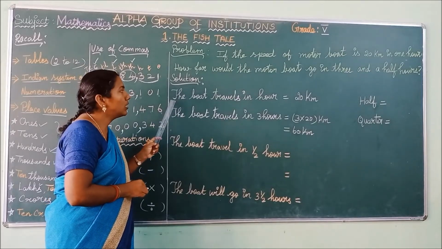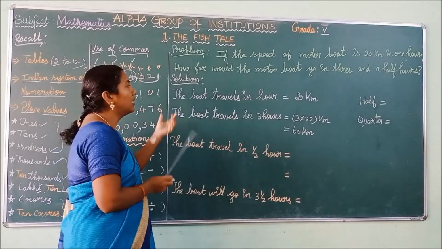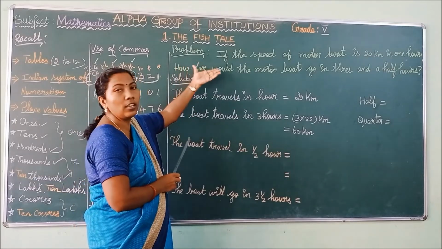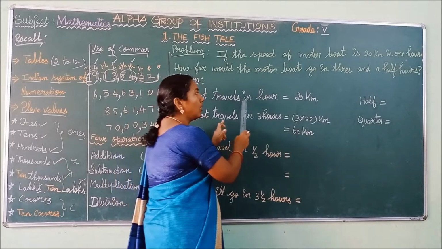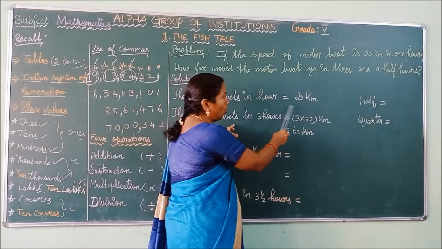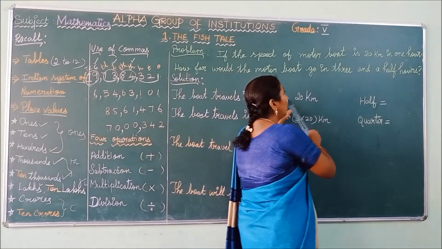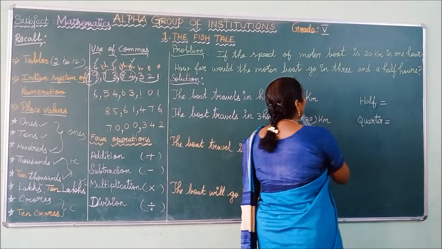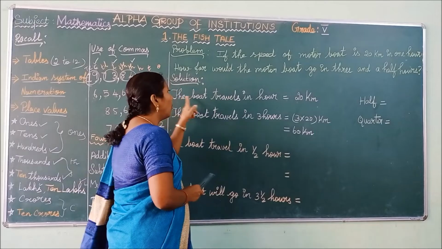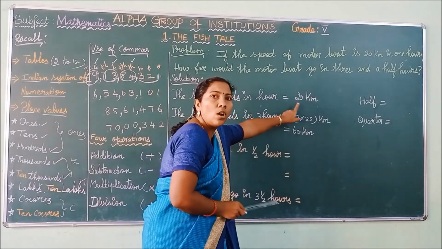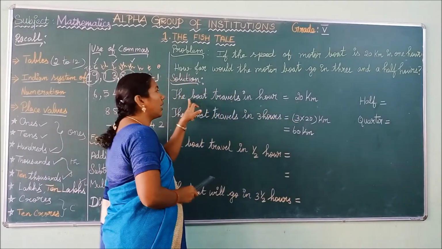Okay. So what is the solution? First step, you have to write the words taking from the question itself. So the boat travels in 1 hour equal to, what is the speed of the boat in 1 hour? 20 kilometers. So here you have to write 20 kilometers. It is very easy, children. The boat travels in 1 hour equal to 20 km. Here we can also write motor boat.